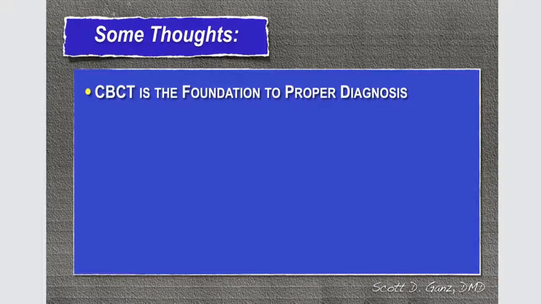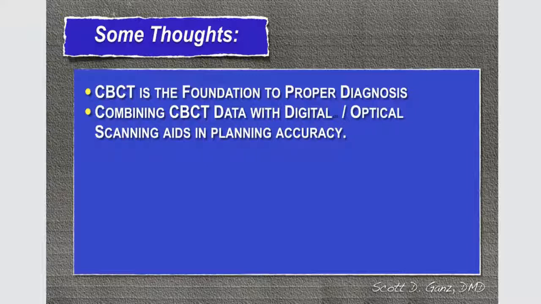So some final thoughts. Cone beam CT, by far, is the foundation for proper diagnosis and treatment planning. That is the tool that we can't live without in terms of preoperative planning. We are combining cone beam CT data with digital and optical scanning, which aids in planning accuracy. That is really, really important today. It's important to create a diagnostic wax-up, whether it's virtual or real, and have that scanned and merge it with the cone beam CT data so that the implants are placed in the proper position.